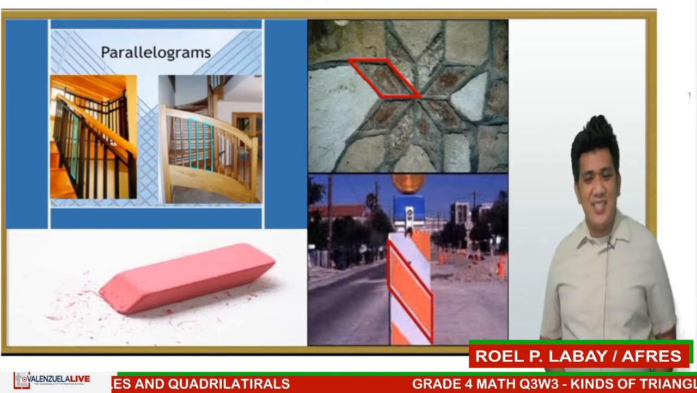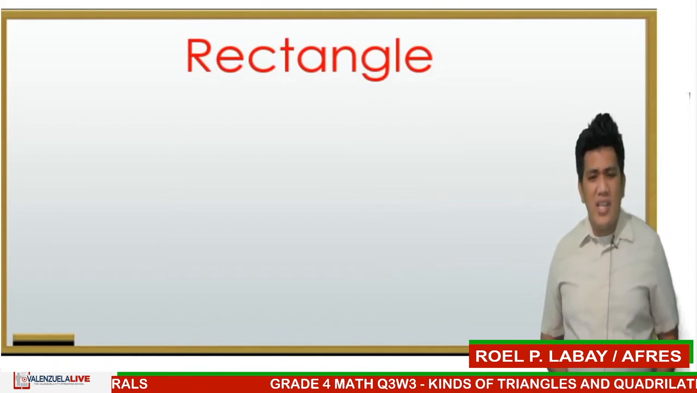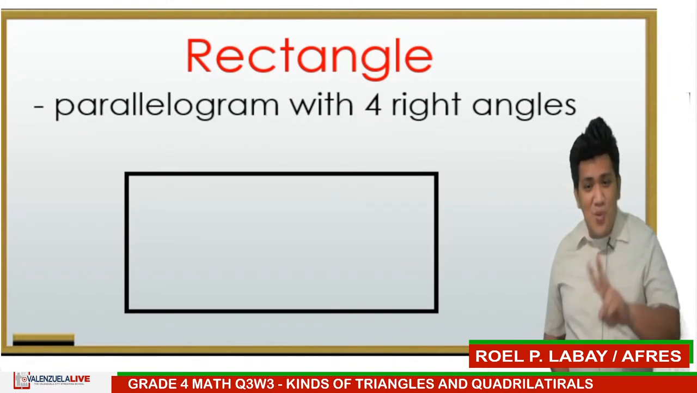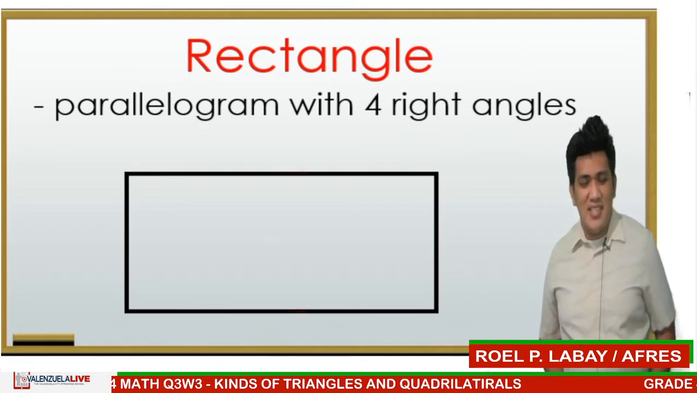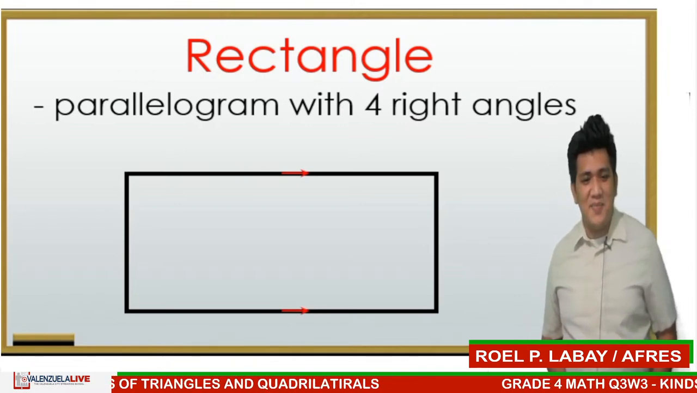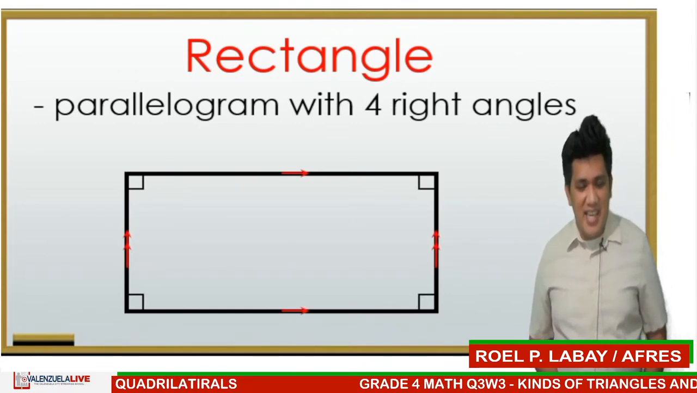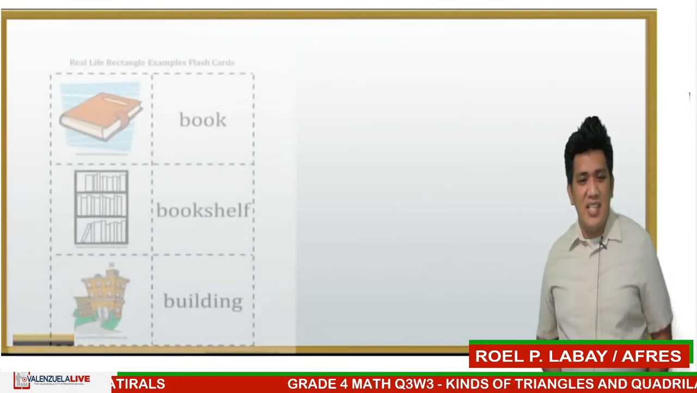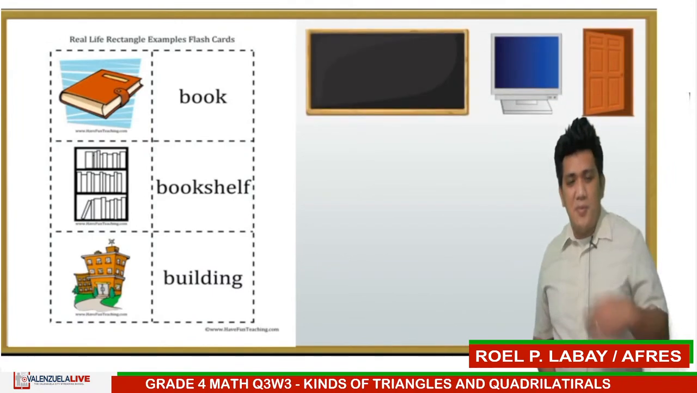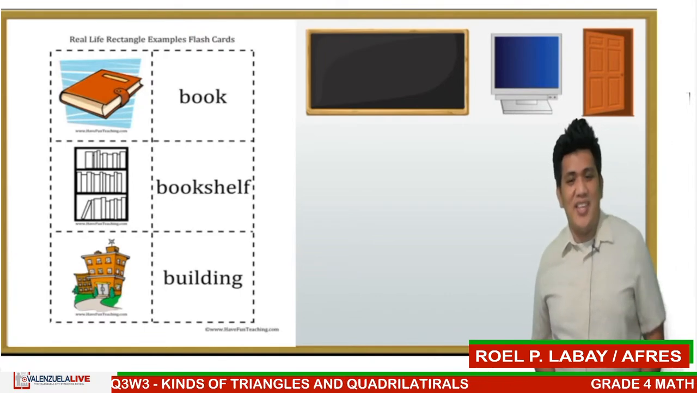Now for our next quadrilateral, we have rectangle. What is a rectangle? A rectangle is a parallelogram, meaning it has two pairs of opposite sides, or rather, two pairs of parallel lines. And it has four right angles. These are some examples of rectangle: bookshelf, building, chalkboard, computer, and a door.